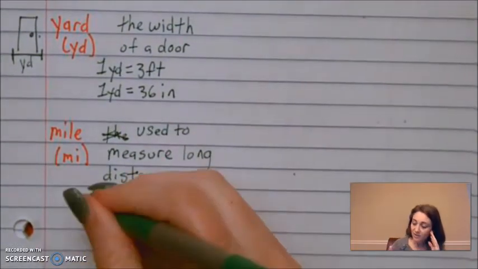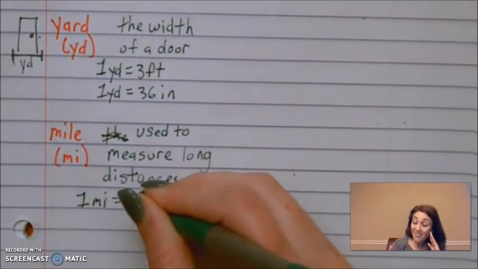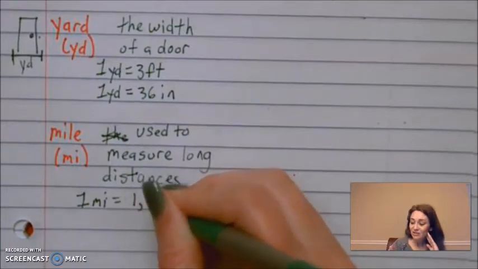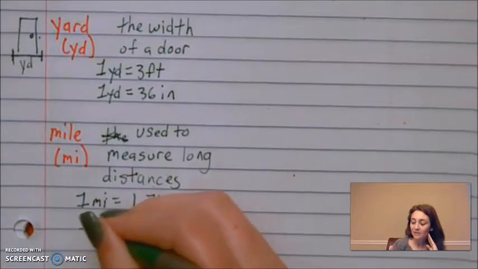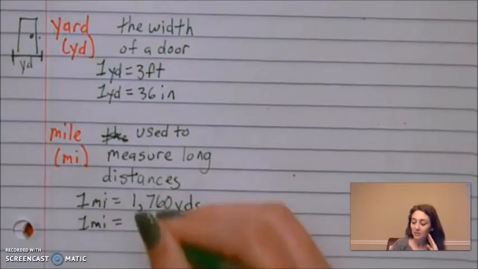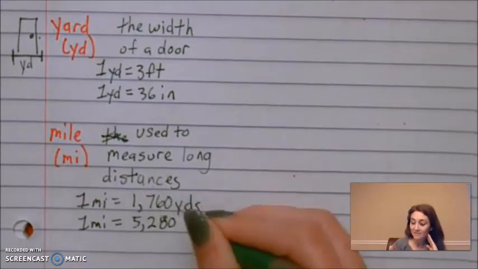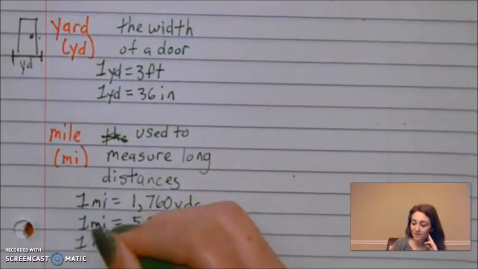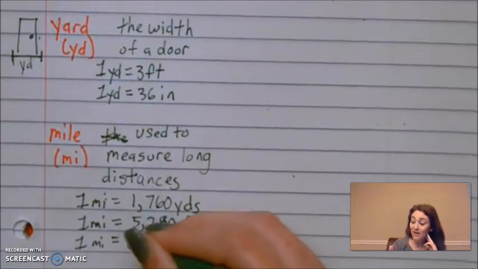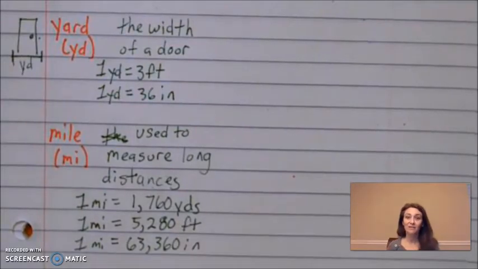Okay, so things we want to know about a mile. 1 mile equals 1,760 yards. 1 mile equals 5,280 feet. And a fun fact for you, 1 mile equals 63,360 inches. We can figure that out later. Don't worry, we'll get there later on in the week.